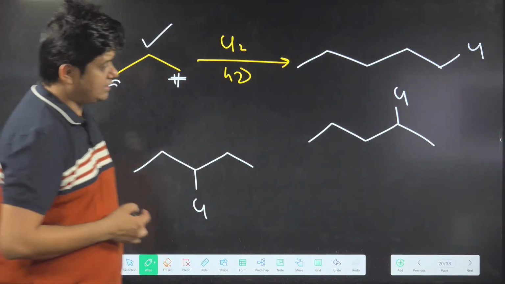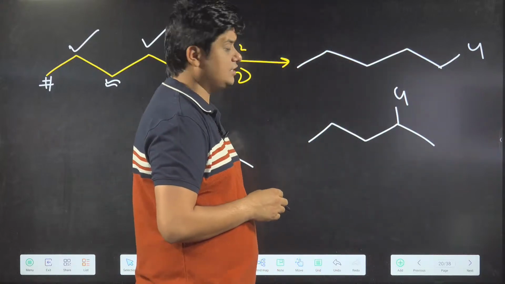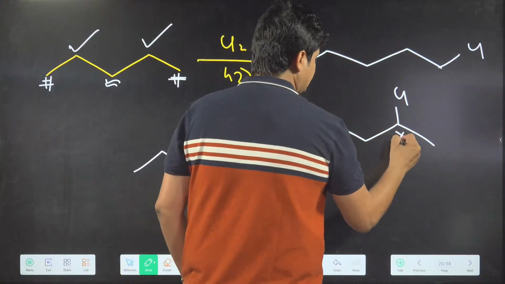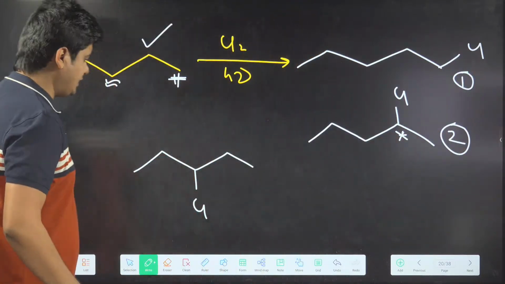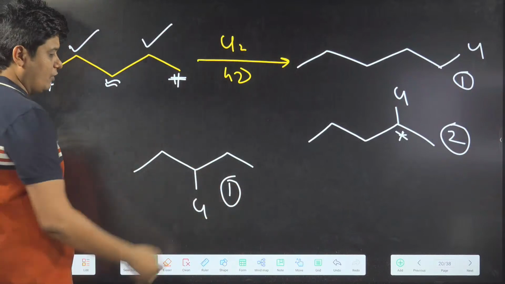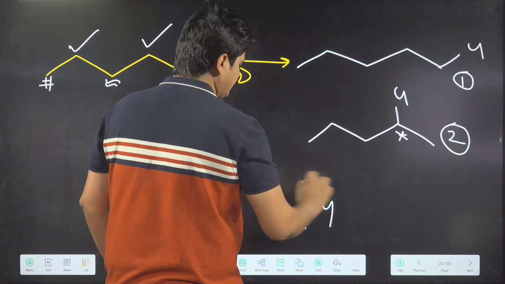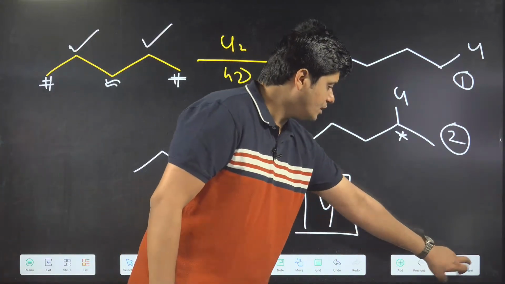Now check for a stereo center. In the first case, is there a chiral center anywhere? The answer is no. In the second case, yes, this is a chiral center, so two possibilities for this, only one for the other. In the third case, is there a chiral center anywhere? No, so only one possibility. How many in total? 1 plus 2 plus 1. The answer is 4. Okay, now the next one.